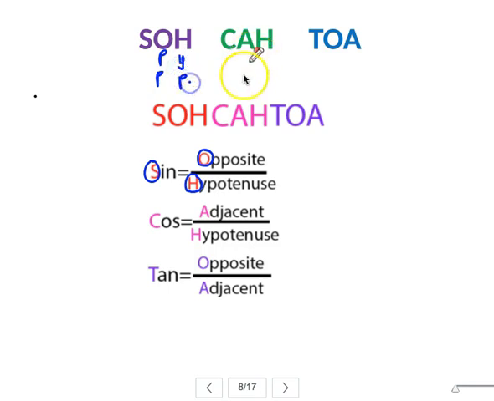Then we've got CAH to remember the cosine ratio, which is going to be cosine equals adjacent over hypotenuse. And then we've got tangent, TOA, which is opposite over adjacent. So that little mnemonic is going to help you remember what the ratios are. So write that down in your math notebook right now. SOHCAHTOA, to remember sine, cosine, and tangent. I'm going to go on to the next slide, so if you need more time, go ahead and click pause.